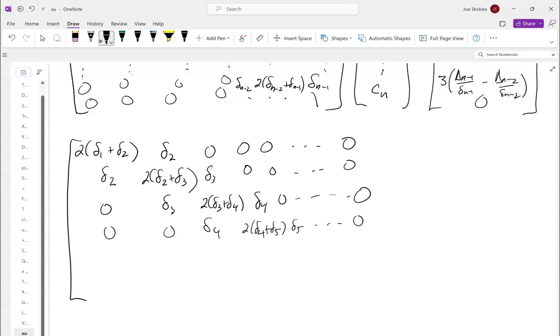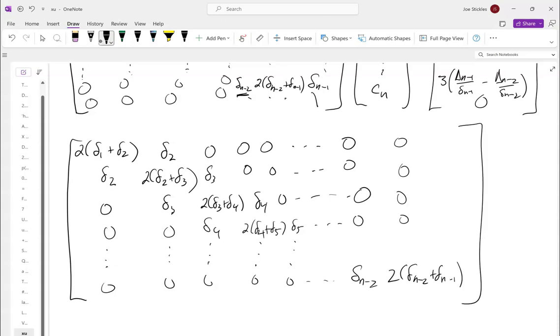To there, right? The same pattern would continue. What happens at the very, very end here? Well, I did put a bunch of zeros here. I'm going to put a couple of extra zeros here. Your very, very last row at the end will have a delta(n-2), this piece here, and a 2 times delta(n-2) plus delta(n-1). That would be your last one.